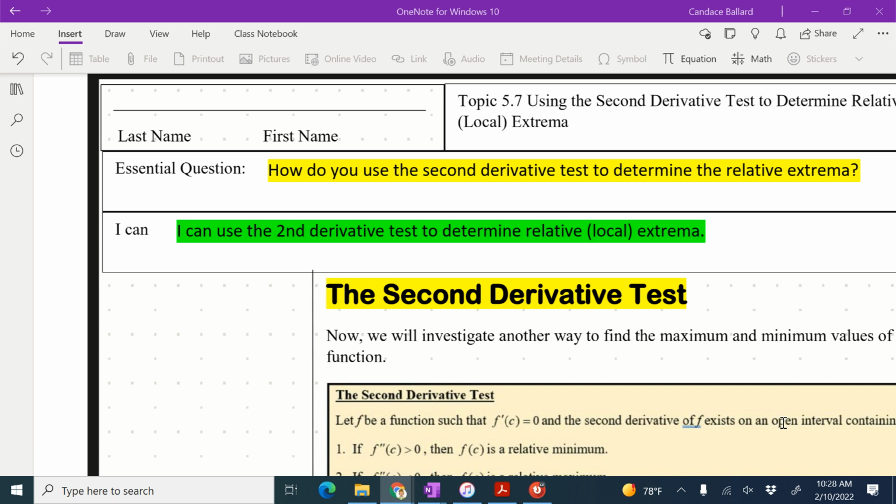Okay, so remember relative and local mean the same thing. This is only going to work for relative. Most of the time when we do a problem, we're going to go to first derivative test and we're going to go to our sign chart where we're really comfortable. Okay.